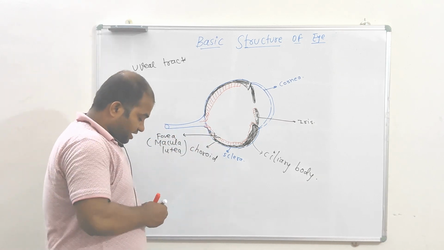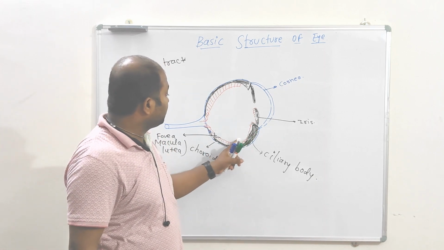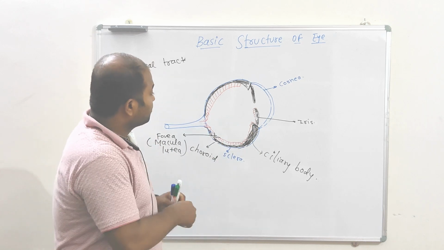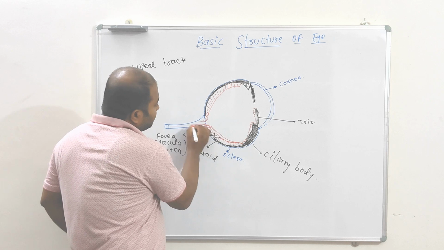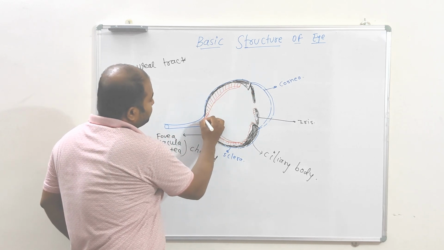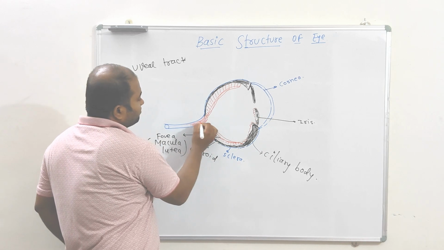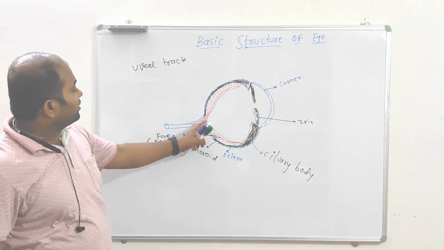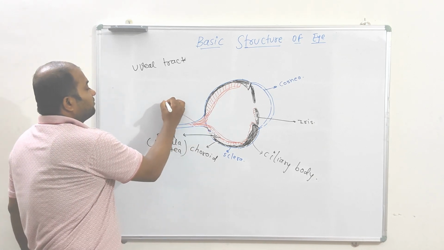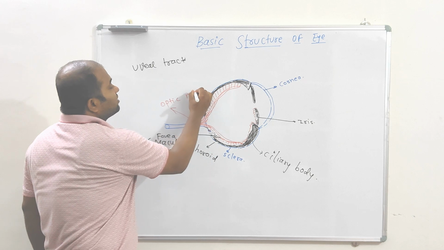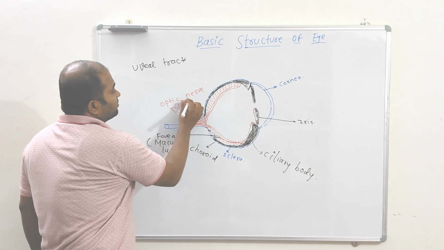As I told, the retina has multiple nerves, or millions of nerves which connect to each other, and these nerves pass posteriorly through a nerve that is called the optic nerve. So this is called the optic nerve, or it is also known as the second cranial nerve.